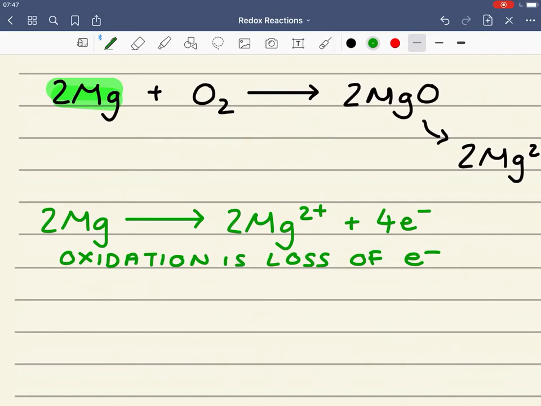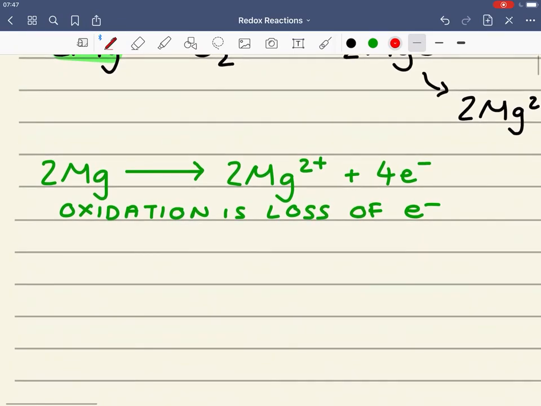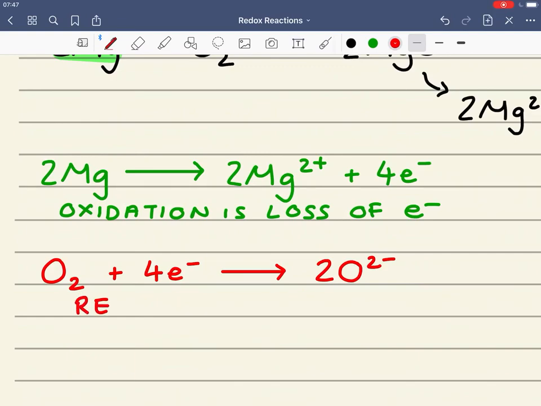Now the oxygen therefore must have been reduced, but the oxygen can't itself lose oxygen. But what it is doing is gaining electrons. And each oxygen atom gains 2 electrons to form 2 oxide ions. So reduction can now be thought of as gain of electrons.